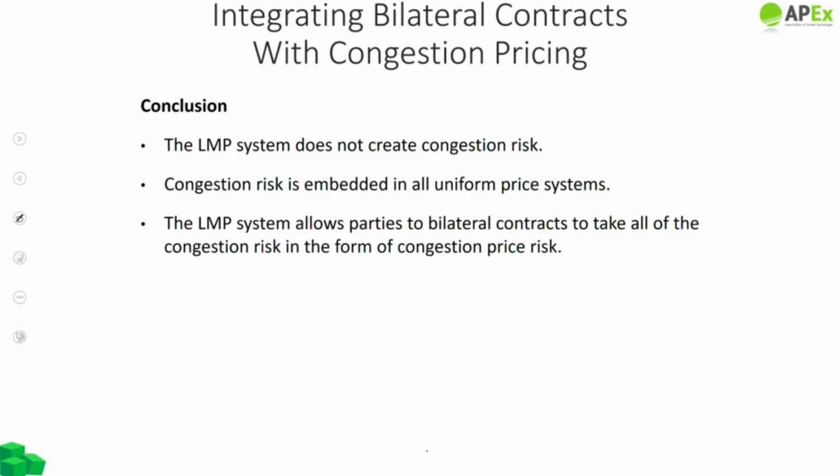think that the LMP system creates congestion risk. The mistake arises from ignoring congestion risk that is embedded in all uniform price systems. The uniform price system does not make congestion risk explicit, but it is still there in the form of quantity risk created by whatever congestion management protocols exist. There can arise occasions when the contracted delivery from the generator to the load serving entity may have to be curtailed due to congestion. The LMP system allows the contracting parties to take all of the risk in the form of congestion price risk. So the LMPs just make this risk explicit, however, it is present in all uniform price systems as well.